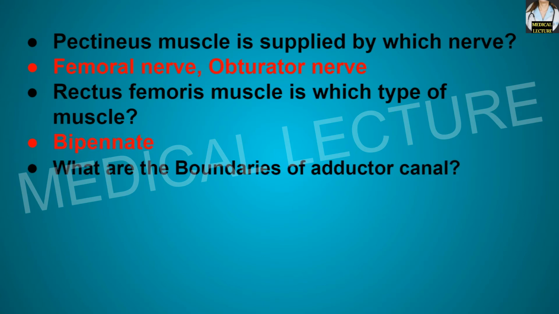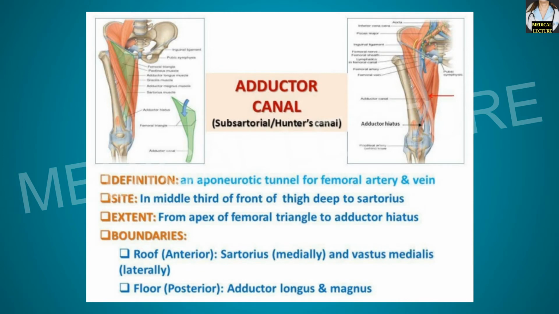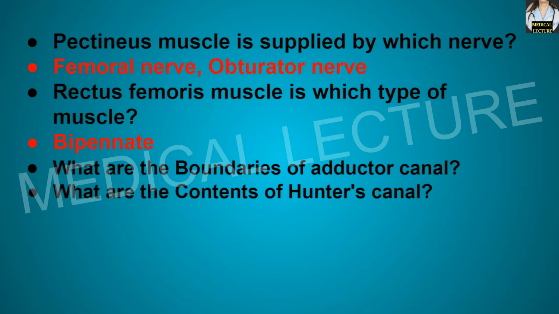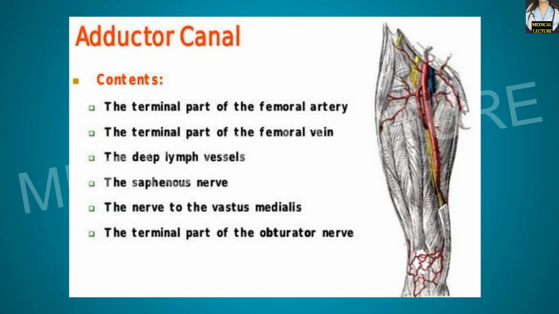Now very important, what are the boundaries of the adductor canal? So the roof or the anterior part of the adductor canal is formed by the sartorius muscle medially and vastus medialis laterally, and the floor, that means the posterior part, is formed by the adductor longus and the adductor magnus. Now what are the contents of the Hunter's canal? So the Hunter's canal, or we can say adductor canal, or the subsartorial canal, the contents of it are the terminal part of the femoral artery, the terminal part of the femoral vein, deep lymph vessels, saphenous nerve, nerve to vastus medialis, and the terminal part of the obturator nerve.